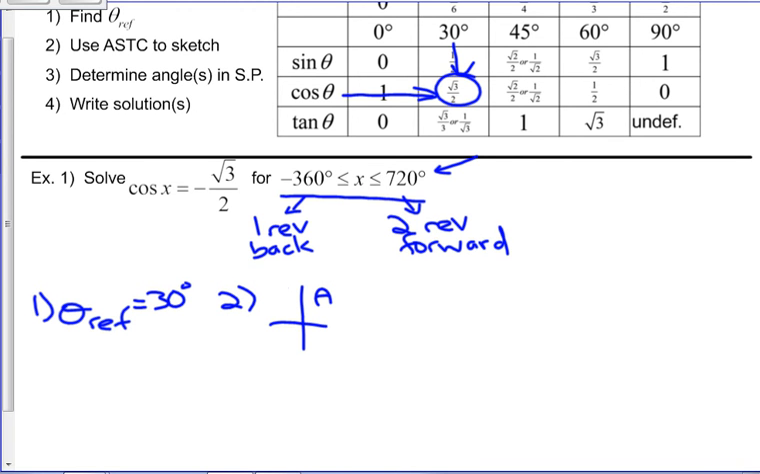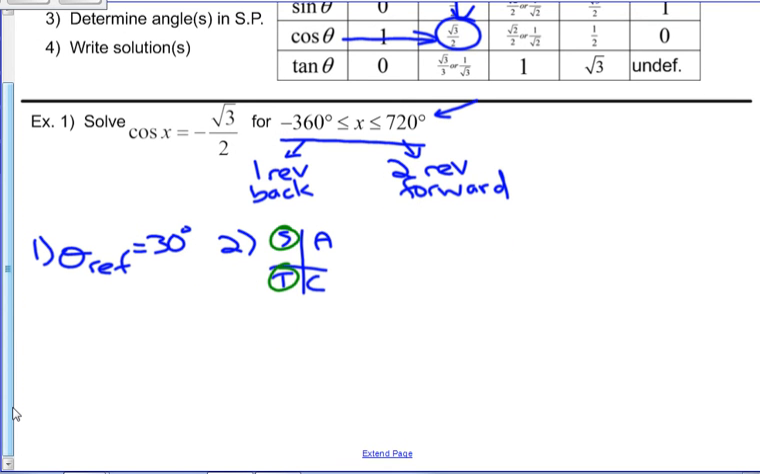ASTC. Okay, this is somewhere where cosine is negative. So cosine's negative over here and over here. Let's actually sketch those angles. So that would be 30 degrees and 30 degrees. Now let's find those in standard position.